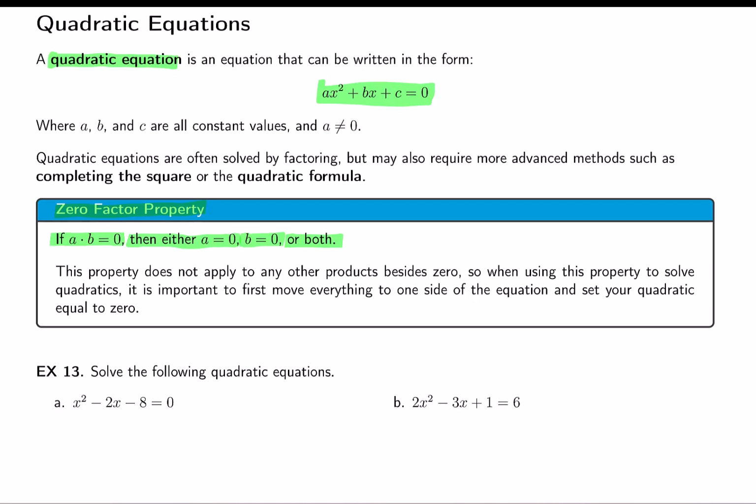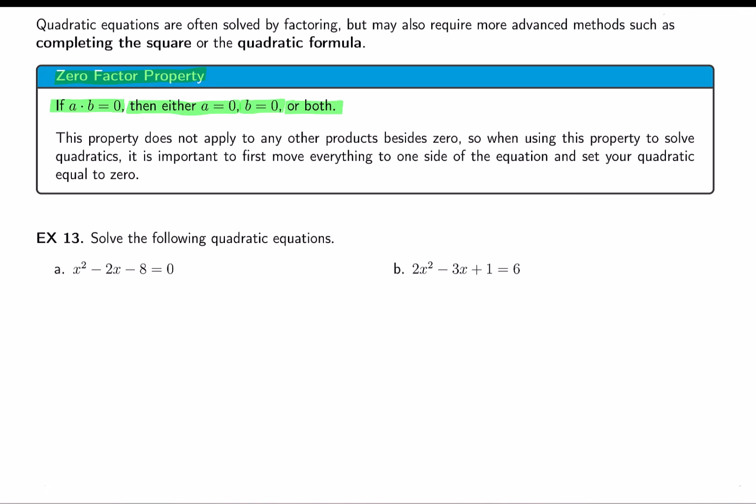So let's solve a couple of quadratics together. Now these should factor. Let's see what happens here. So x squared minus 2x minus 8 equals 0.